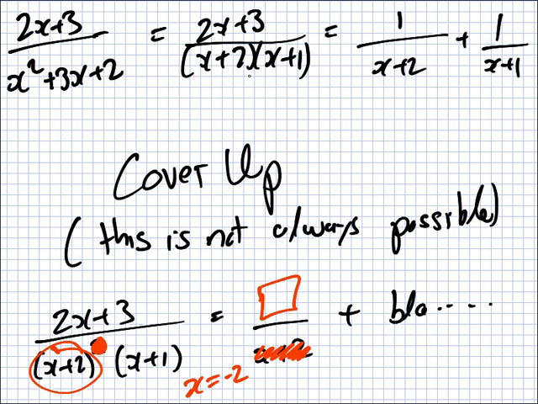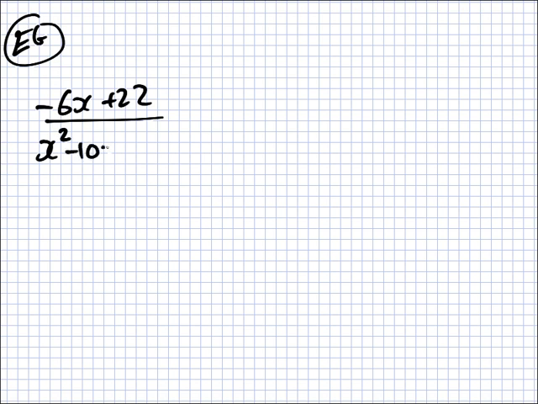Now, we'll do a harder example. Another example here, a hard one. We'll say (6x plus 22) over (x squared minus 10x plus 25).